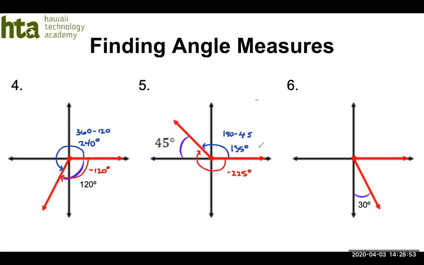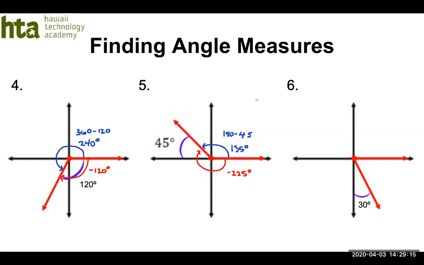Remember, same thing. I could add 360 to 135. That would be 495. That's another possible answer for positive. I could subtract 360 from negative 225 and get negative 585. That's another possible negative answer. So adding 360 to positives or subtracting 360 from negatives are also possible answers.